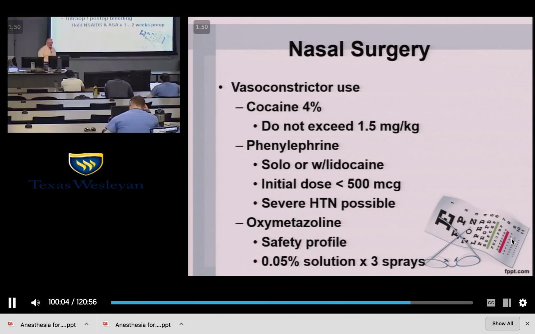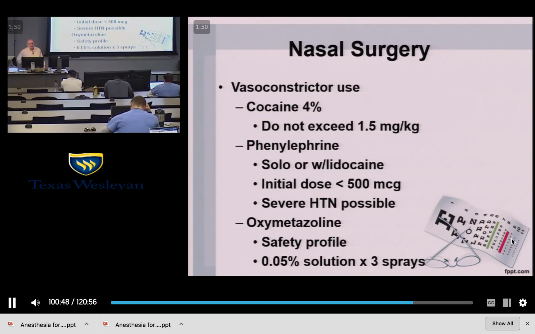All right, these folks oftentimes have a vasoconstrictor used in their nose. Some ENT guys, gals, still use cocaine for vasoconstriction. It's 4% cocaine, and we don't want them to exceed 1.5 milligrams per kilo. They may use phenylephrine pledgets or phenylephrine spray. It may be used by itself or with lidocaine. The initial dose is typically under 500 micrograms, but we also have to be aware that severe hypertension is possible with these patients.